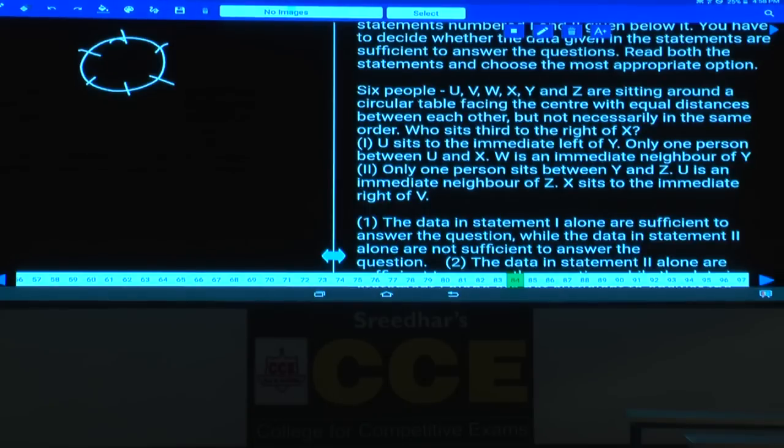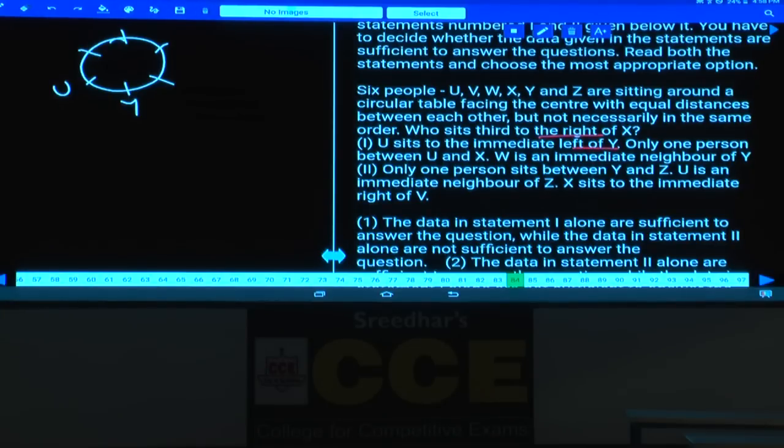In order to identify the person who is seated to the right of X: U sits to the immediate left of Y. Now Y is here. U sits to the immediate left of Y. Tell me whether we can represent it like this or not. Now I am fixing Y at this place. U sits to the immediate left of Y. Only one person between U and X.